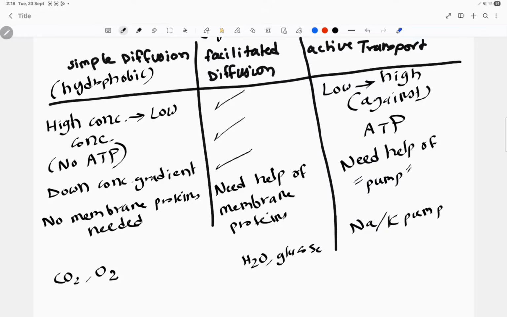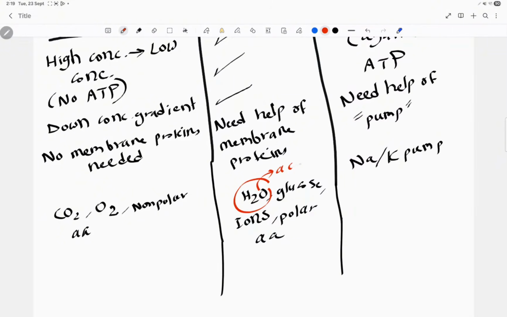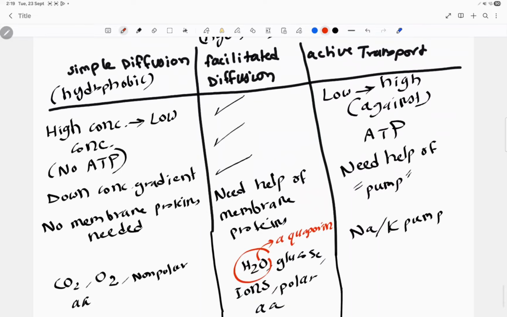Okay. How about ions? Where will they fall in? Ions. Hydrophilic. If we're discussing high to low concentration, of course. Polar amino acids. Here we're going to have also non-polar amino acids. And for water, we need a special channel called aquaporin. So in active transport, you must have ATP hydrolysis to break the ATP to get the energy out of it to basically give the process energy to do things.